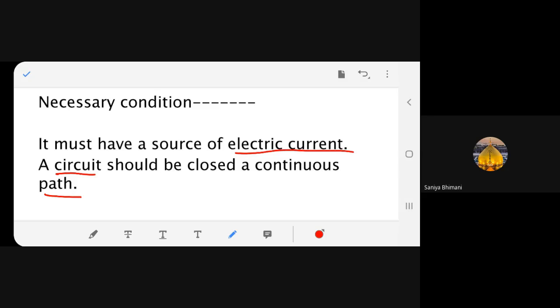So you understand? The electrical current is moving through the circuit, and then only we can see the lights glowing and the fan working. Okay, beta? Have you understood this much?